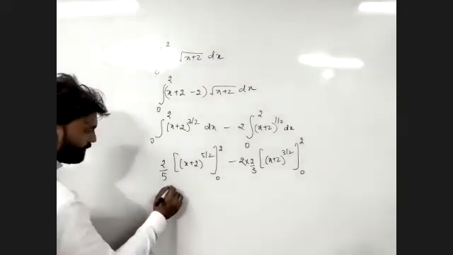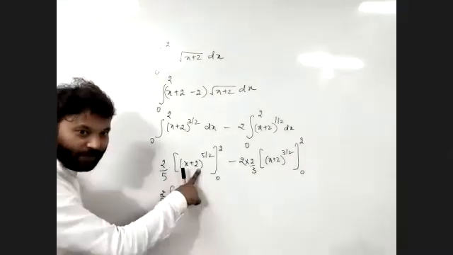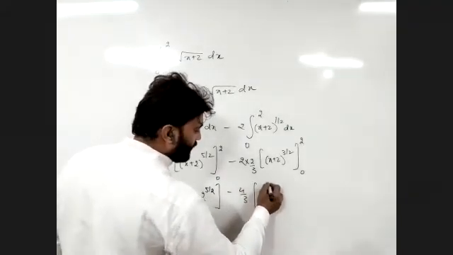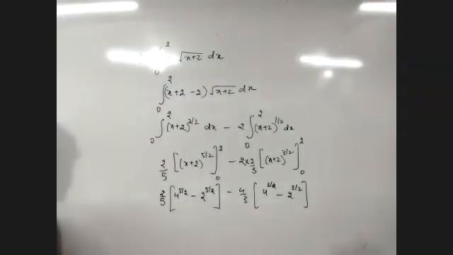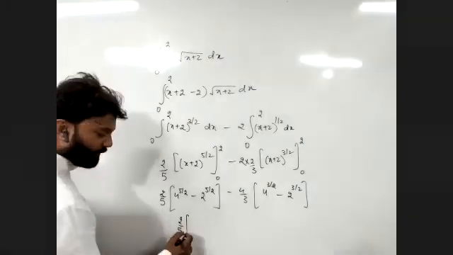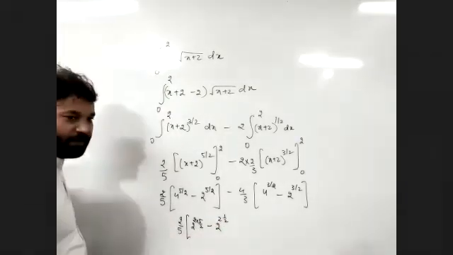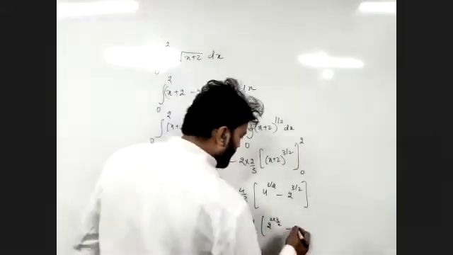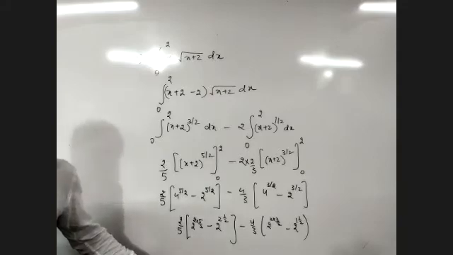Look, 2 by 5. जब हम 2 put up करेंगे तो 4 to the power 5 by 2. जब हम 0 put up करेंगे, this 2 shall also remain. So this should be 2 raised to the power 5 by 2. Minus 4 by 3, and this will be 4 to the power 3 by 2 minus 2 to the power 3 by 2, right? 2 by 5, 4 to the power 5 by 2 will be 2 raised to the power 2 into 5 by 2. और यहां पर इसको लिख सकते हैं 2 raised to the power 2.5, minus 4 by 3, 2 raised to the power 2 into 3 by 2, और minus 2 raised to the power 1.5. Got this?